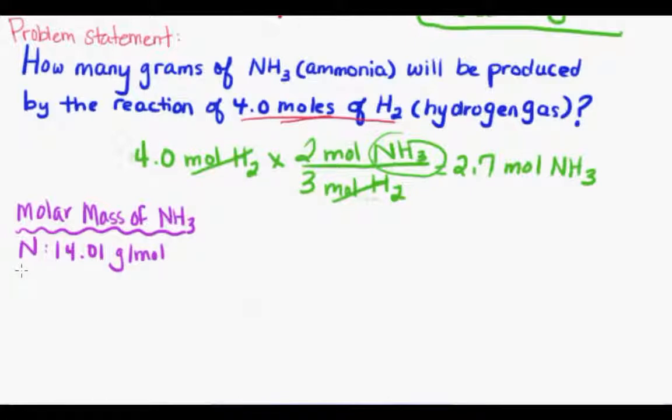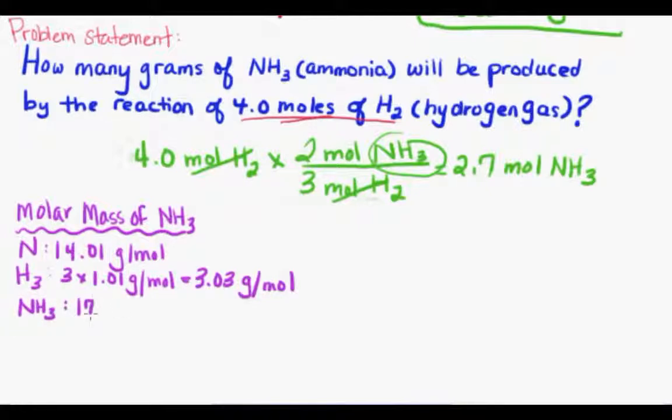And it also contains 3 hydrogens. So we'll have to multiply the molar mass for hydrogen by 3. So the total for hydrogen is 3.03. Now if we total these up, the total molar mass for ammonia then is 17.04 grams per mole.